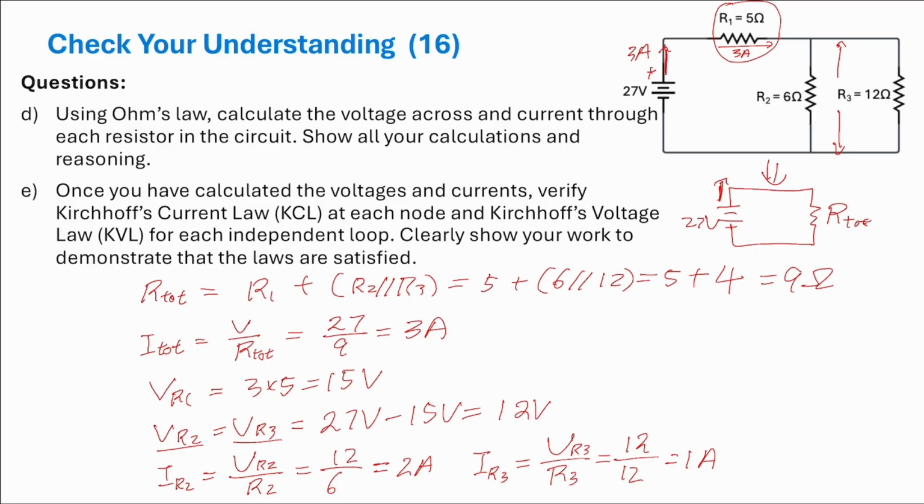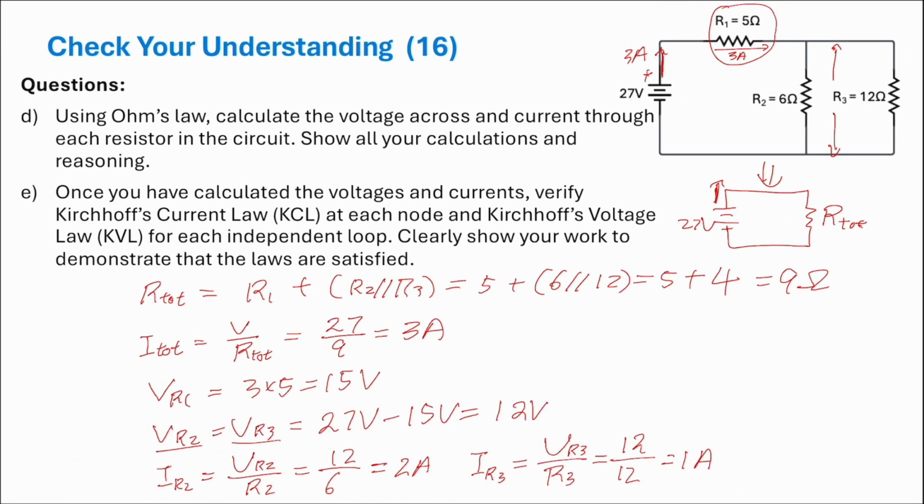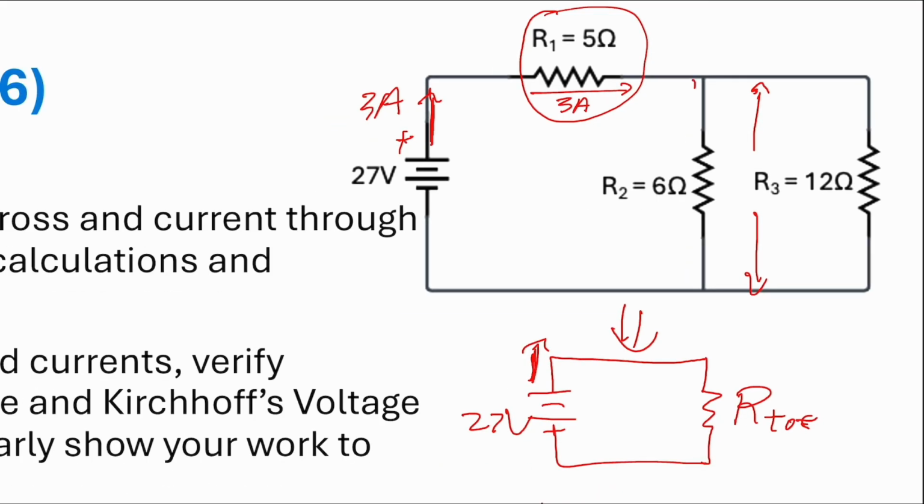So now let's verify and check the KCL. This is 3, and this is 2, and this is 1 ampere. So yes, KCL is true. It means the current entering R1 equals the current leaving the load. It means the sum of these two, 3 equals 1 plus 2.